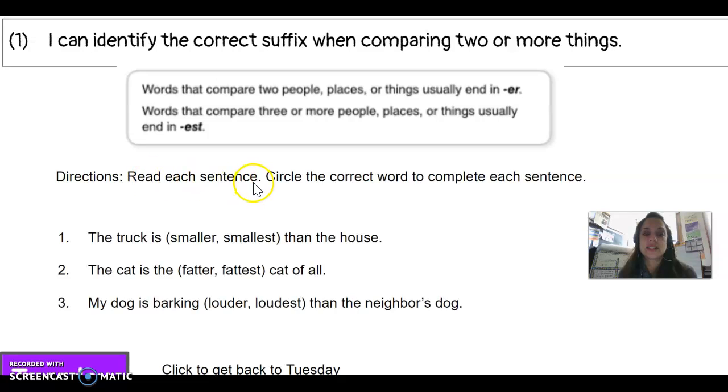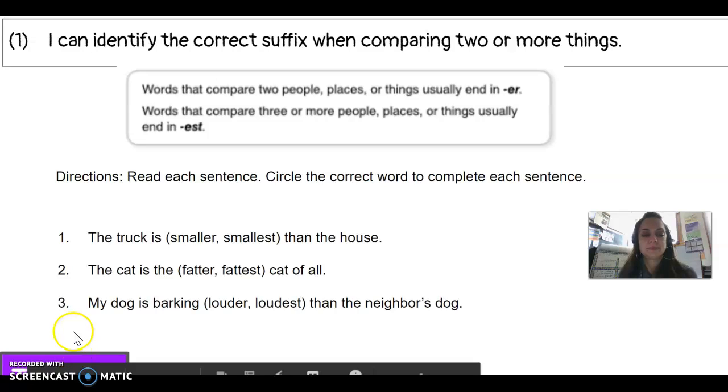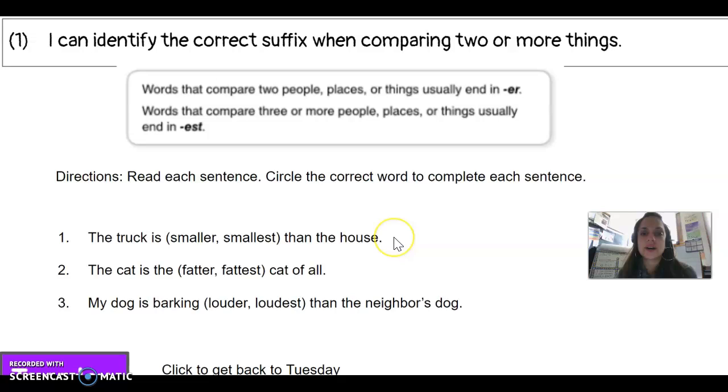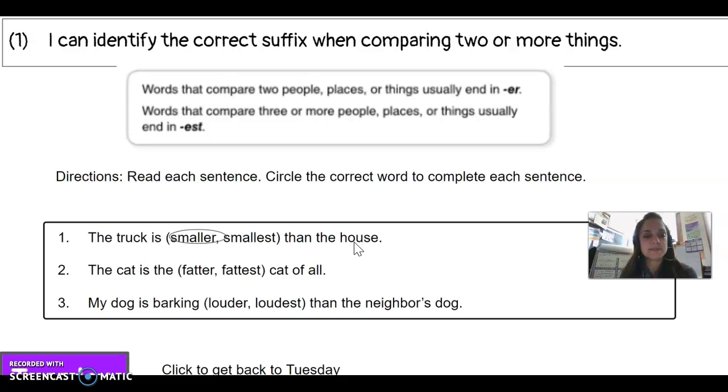Directions. Read each sentence. Circle the correct word to complete each sentence. Number 1. The truck is blank, then the house. Okay, I'm going to use my resource. So I have the truck being compared to a house. That is two things being compared, so I add the suffix er. Let's see if that makes sense. The truck is smaller than the house. That makes sense.